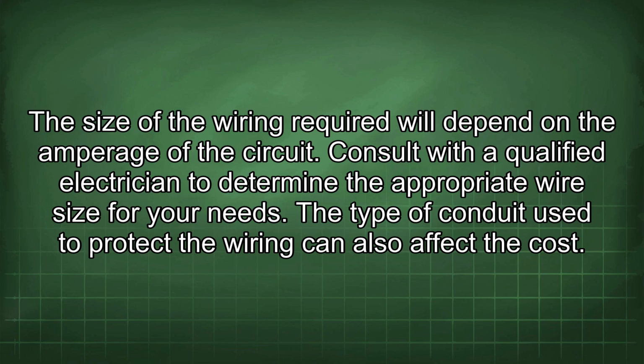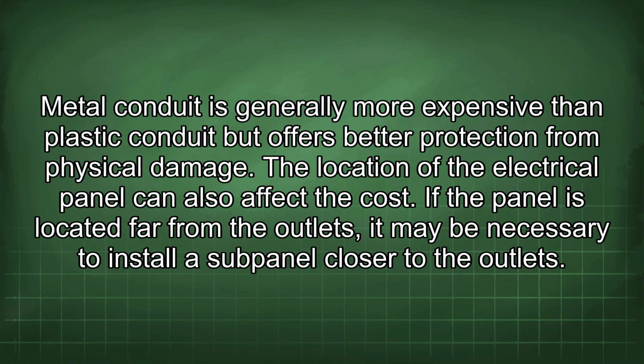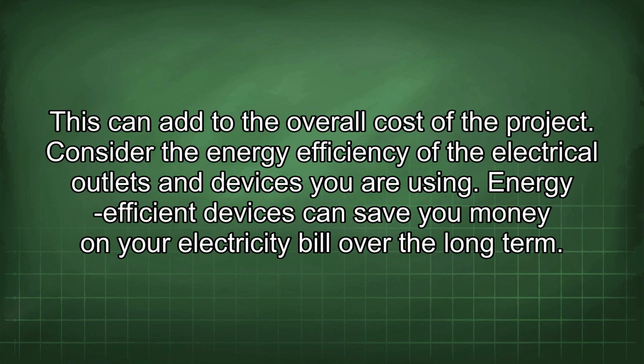The type of conduit used to protect the wiring can also affect the cost. Metal conduit is generally more expensive than plastic conduit, but offers better protection from physical damage. The location of the electrical panel can also affect the cost. If the panel is located far from the outlets, it may be necessary to install a subpanel closer to the outlets. This can add to the overall cost of the project.